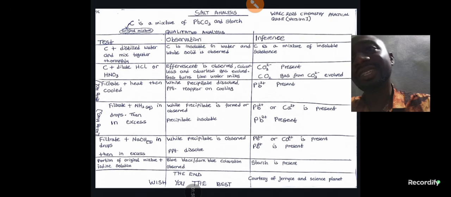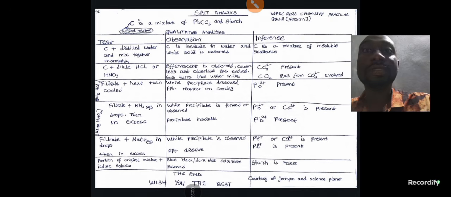So let's go. C, you mix it with distilled water. In your observation, you write: C is insoluble in water and a white solid is observed, because C will never dissolve in water, because your lead trioxocarbonate doesn't dissolve in water. So it's insoluble. Then your inference, you say C is a mixture of what? Insoluble substances.